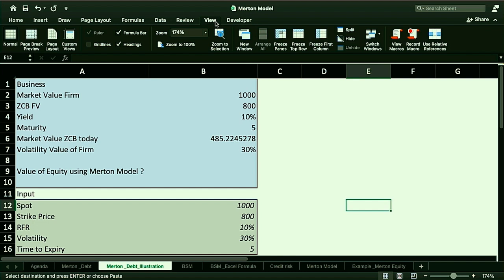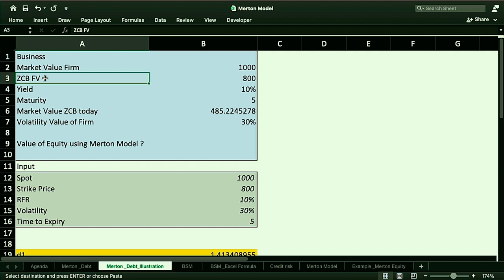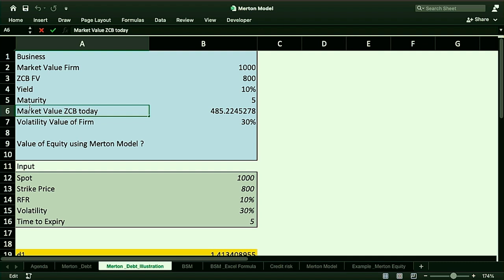Same business. We have the zero coupon bond face value. We have the current value of the zero coupon bond, or instead of saying market value, maybe market is an incorrect word here, the correct value of the zero coupon bond, which is the present value of future cash flow, the volatility of the firm, and so on and so forth, right?